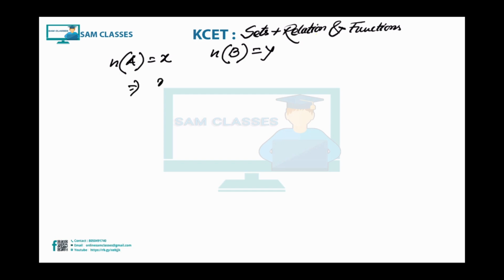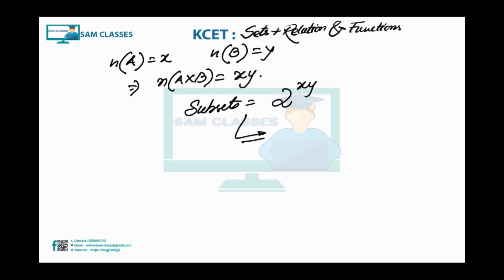So what we're going to do, first we'll find what A cross B is. The total number of elements in A cross B will be what? x into y. So the total number of subsets will be what, students? The formula is 2 power the number of elements, x y. Whatever the number of subsets will be, the same number of relations will be there. That's pretty simple. So everybody got the concept.